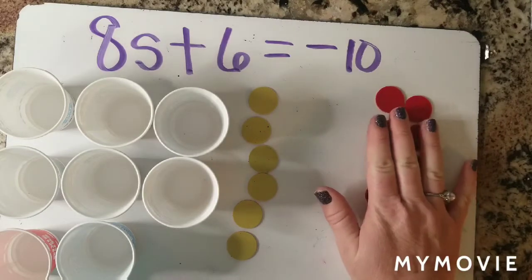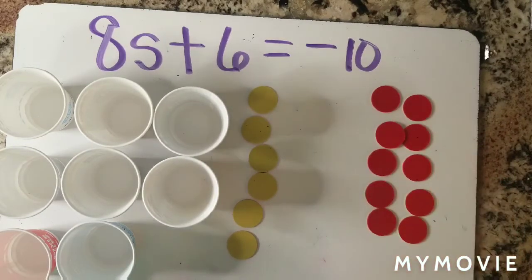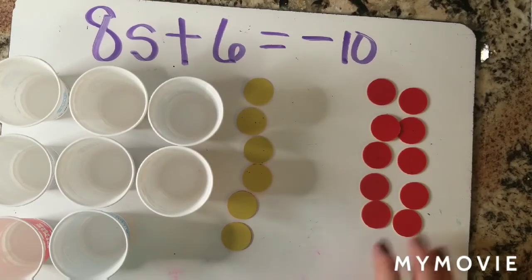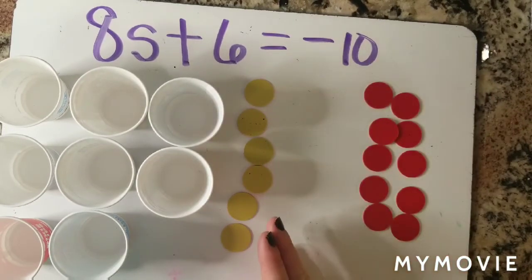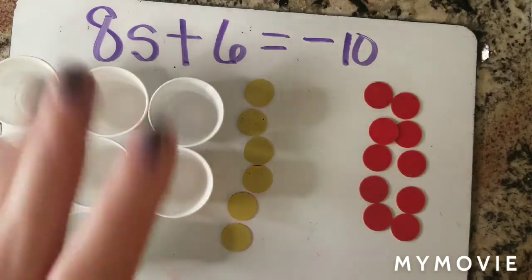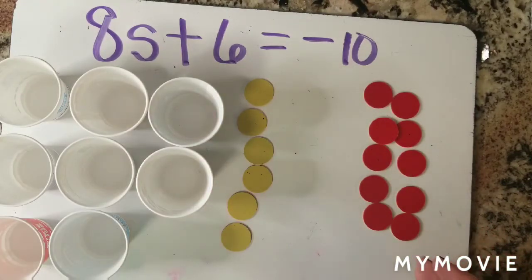Remember to make sure your colors are correct. If your colors aren't correct, it will not work out. So if it's negative, it has to be red. If it's positive, it has to be yellow. So I modeled 8s plus 6 equals negative 10.